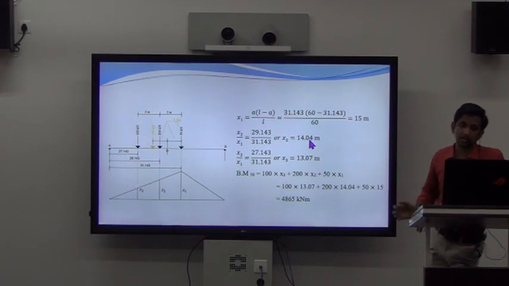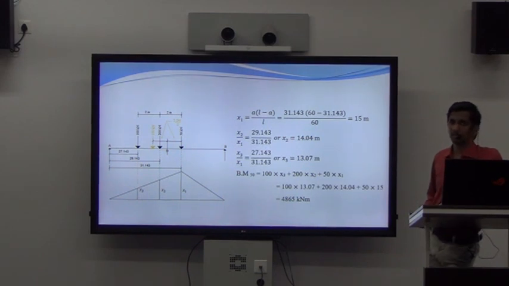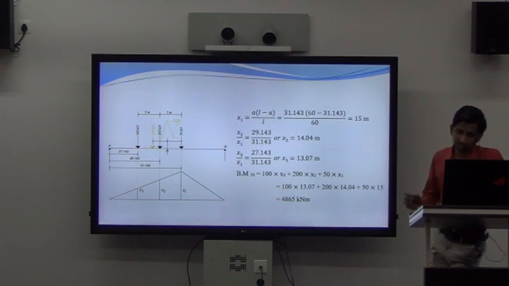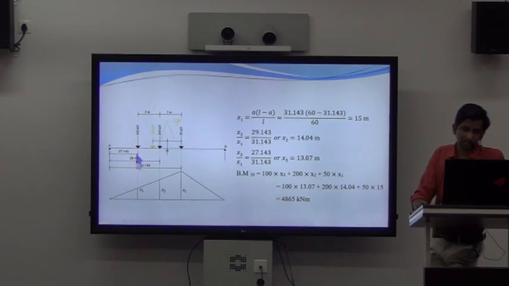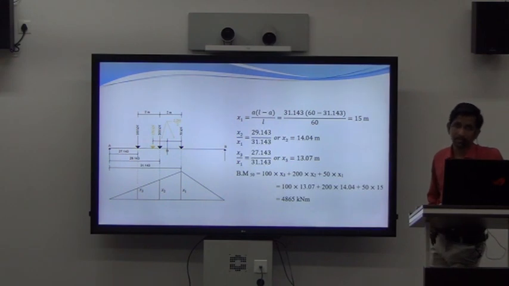Once you have found the value of these ordinates, the only thing remaining is to take the product of the magnitude of each load with the corresponding ordinate and add it up. That will give you the required quantity. In this case, you are supposed to find the maximum bending moment below 50 kilonewton, and it can be easily calculated by multiplying 100 with x3 plus 200 multiplied by x2, and finally adding 50 multiplied by x1. Substitute the values and you can see that the maximum bending moment that can come under 50 kilonewton in this case is 4865 kilonewton meters.